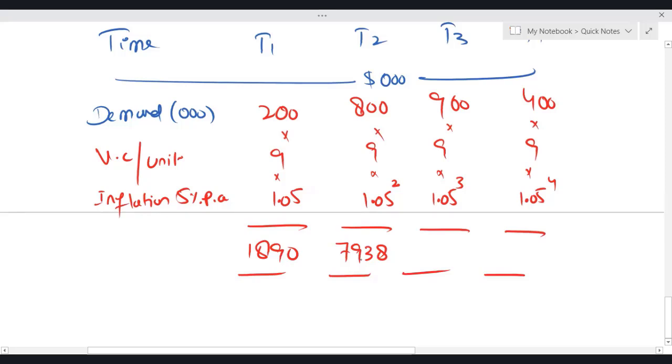900 into 9 into 1.05 power 3. I'm getting 9,376.7. So make it 9,377. 400 into 9 into 1.05 power 4. 4,375.8. So make it 4,376.